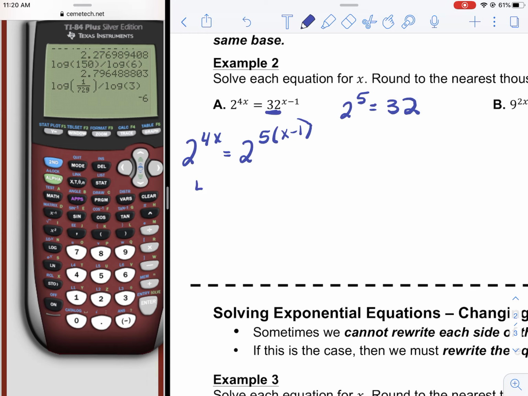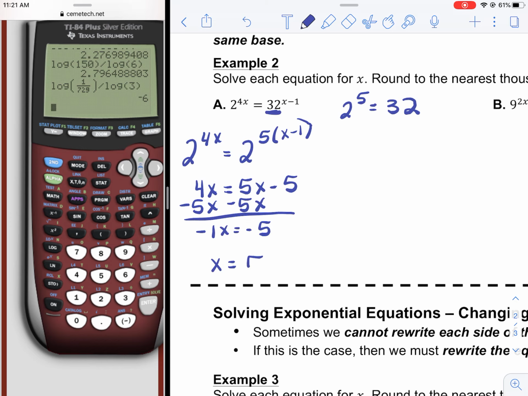Okay, now that I have the same base, I can set my exponents equal to each other. I'm going to distribute the 5 to get 5x minus 5. And then here I'm going to subtract 5x from both sides. -1x equals -5, and so x equals +5.